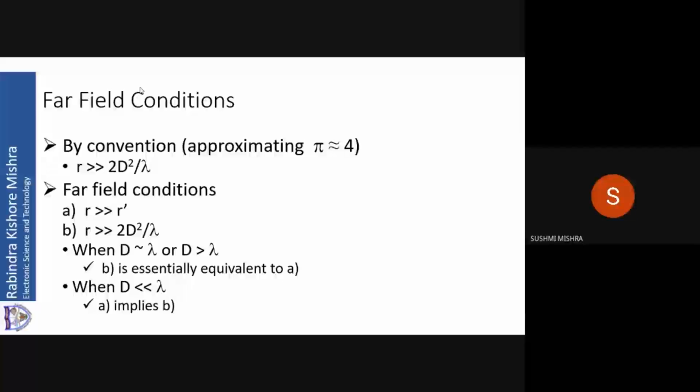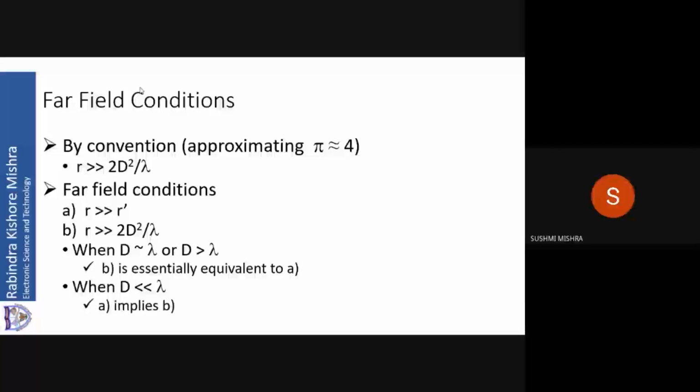When D is much less than lambda, as I told you, if D is equal to 0.1 lambda, then I have to take R much greater than 0.1 lambda. That can be 1 lambda or 2 lambda. So R dash will be 2 lambda. Then put that in the second condition. R is greater than 2D square by lambda. That is 0.2 lambda. Or from the first condition, it is 2 lambda. Therefore, A automatically implies B is satisfied.